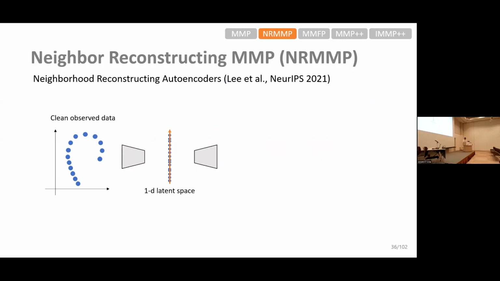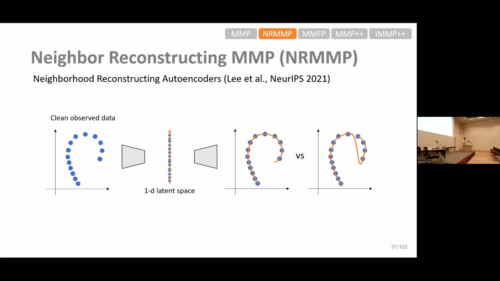In fact, autoencoders often encounter this issue. Consider two-dimensional data points sampled from a one-dimensional manifold, a curve. To learn this manifold, we can train an autoencoder using one-dimensional latent space. And as you can see on the right, imagine two candidate manifolds, two orange curves.